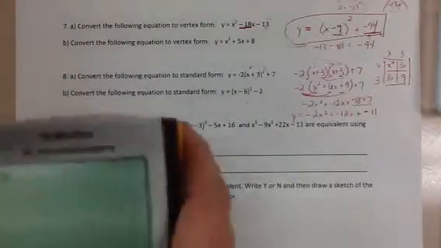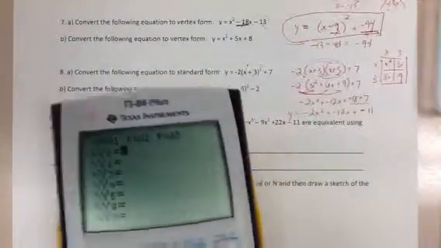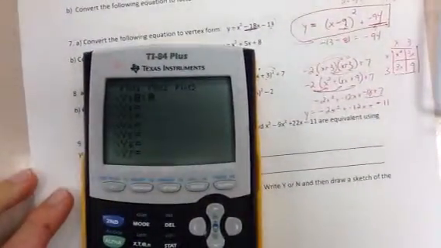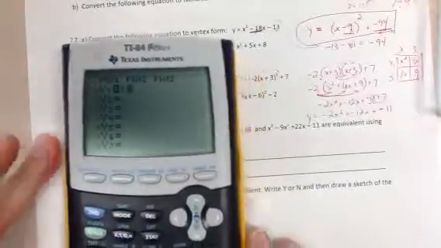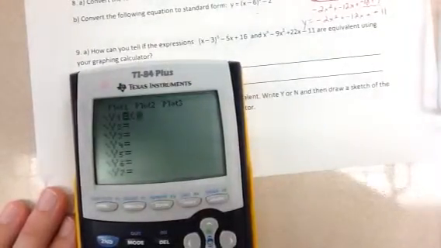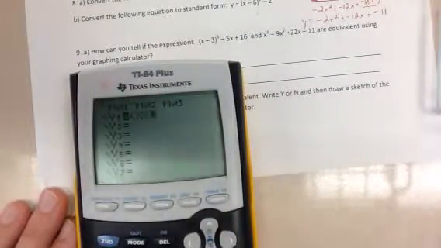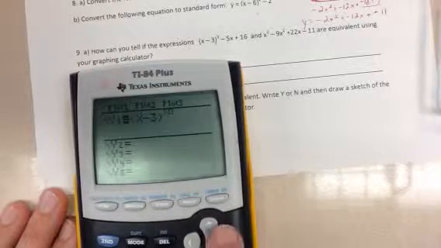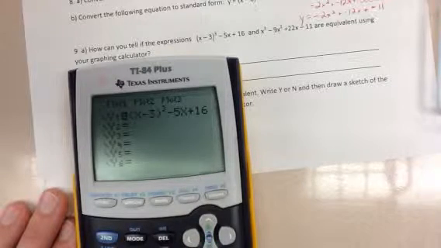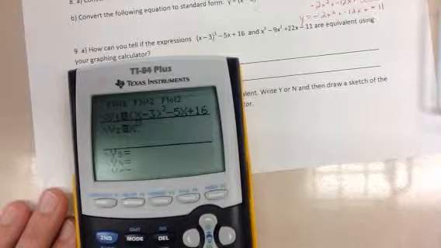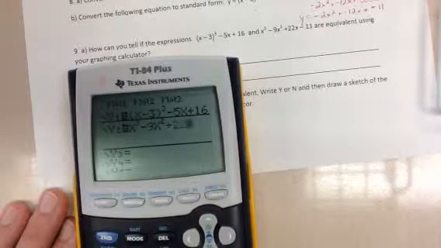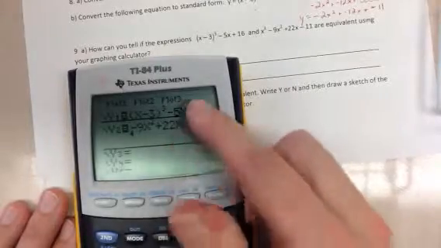So when I plug an x in, I'm going to go to my y equals key, and I'm going to type in, let's see, (x minus 3) to the third minus 5x plus 16, right? And then here I'm going to type in x to the third minus 9x squared plus 22x minus 11. So I've got them in both.